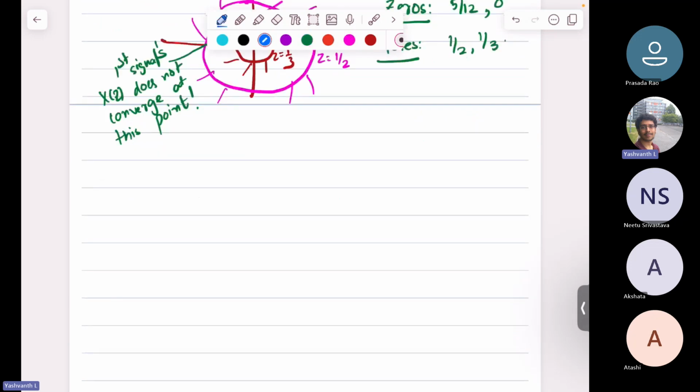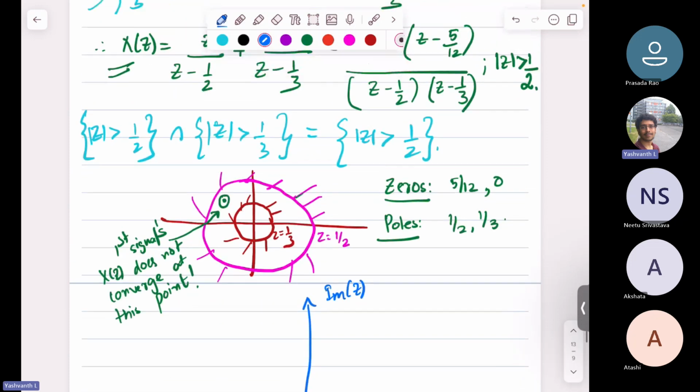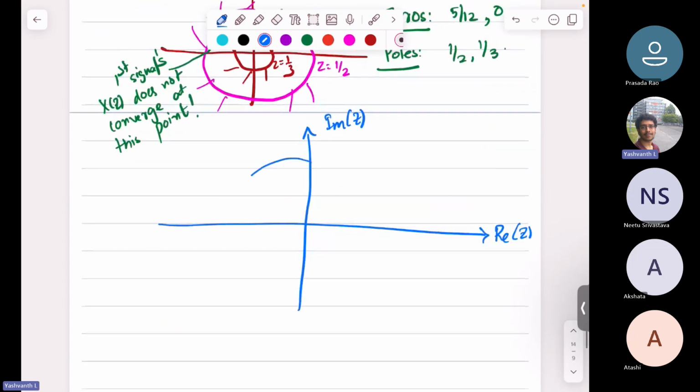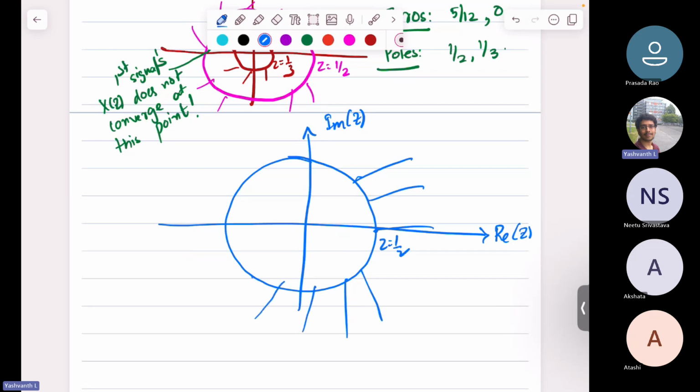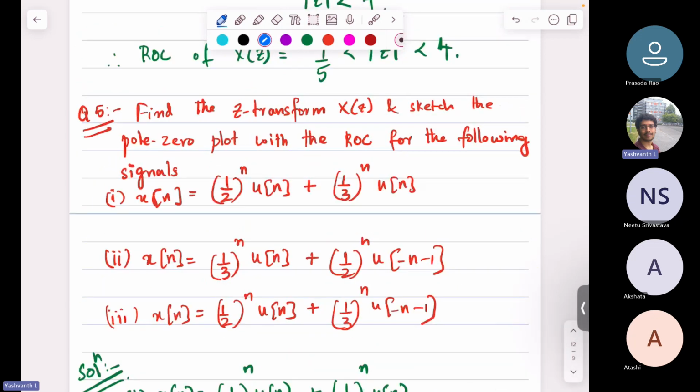So let's now plot. You have the Z domain. This is basically the imaginary part of Z. This is basically the real part of Z. And my ROC is mod Z greater than half. So basically this is my ROC. You put Z equal to half here, and this is my ROC. And I need to also do the pole zero plot. That means I need to indicate where the poles and zeros are.